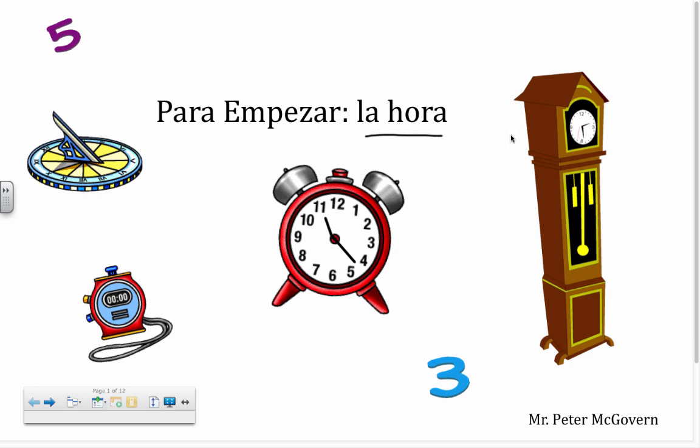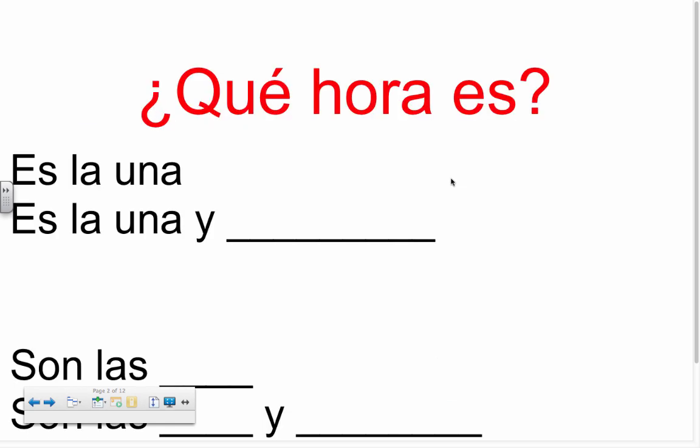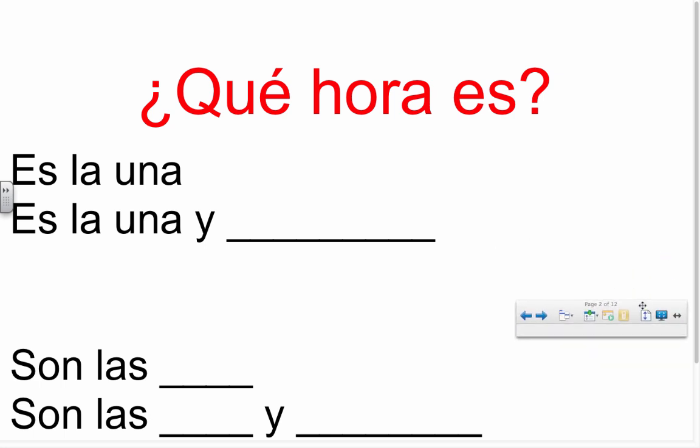Today we're going to learn how to say the time in Spanish. And hopefully from the pictures you can kind of guess what we're about to do right now. ¿Qué hora es? That's the question, of course. ¿Qué hora es? What time is it? And there's really two easy ways to think about this.